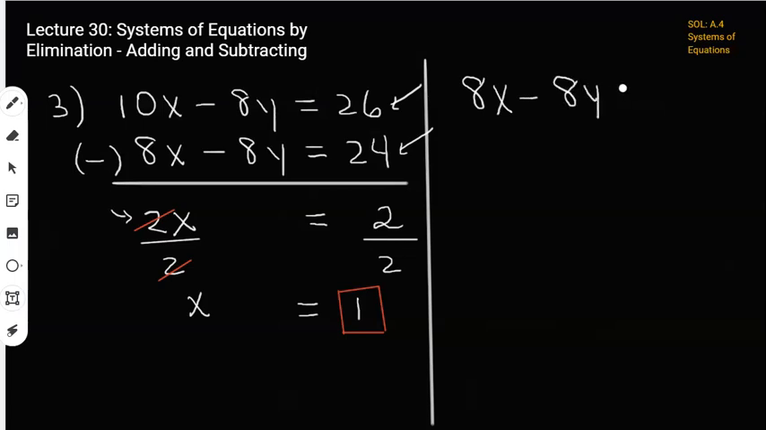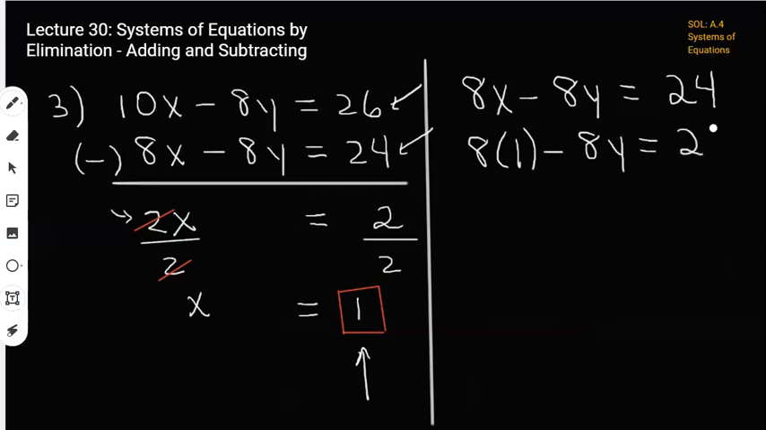I have 8x minus 8y is 24. What I'm going to do is plug back in the number that I just found. I know that x is 1. So that means I can replace every single x I see with a 1. So let's do that. I'm going to let x be 1, but I'm going to keep everything else the same. Now I can multiply 8 times 1. That's going to give me 8. Keep everything else the same for now.